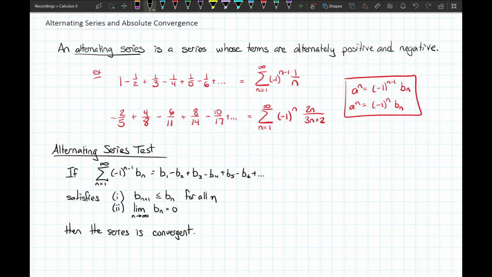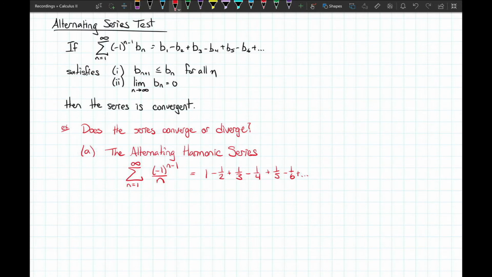So let's try an example or two. Let's start off with that first example of an alternating series. We call it the alternating harmonic series because it's just the harmonic series with alternating signs. Well, let's see. Does it satisfy both of these two criteria? Starting off with criterion number one, we would need to show that b_(n+1) is less than or equal to b_n.